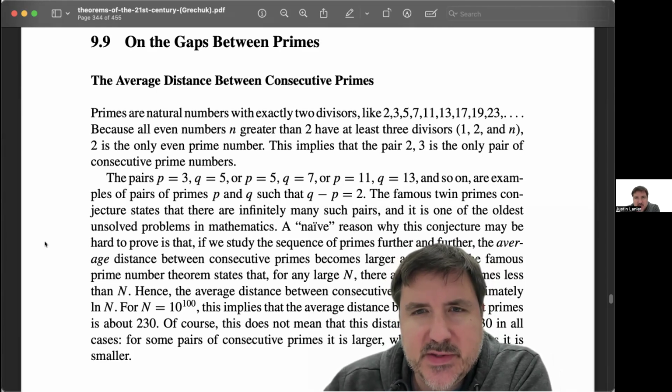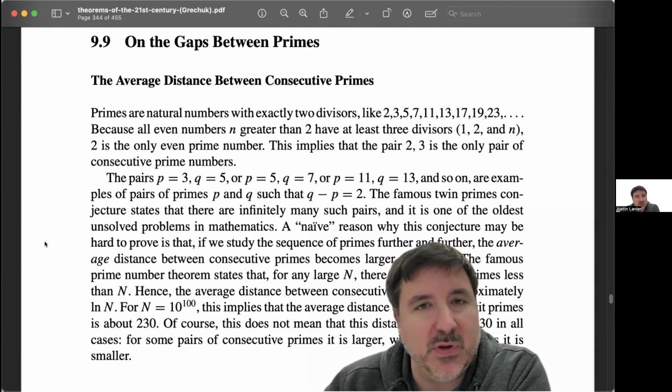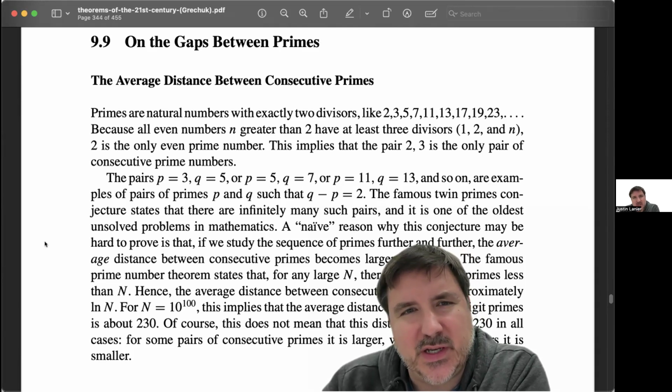So this implies that the pair 2, 3 is the only pair of consecutive prime numbers. But I thought we were trying to find the distance between consecutive prime numbers. Only pair of consecutive prime numbers. Okay, so maybe that means just one right after the other. I'm confused. Maybe we'll have to come back to that. Consecutive because they're right next to each other. Maybe the other ones can't be.